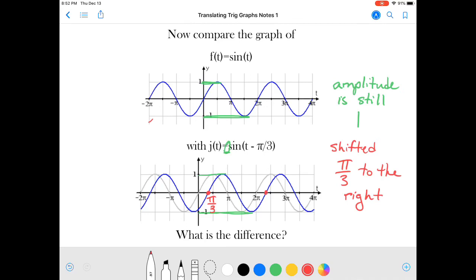An important thing to notice in this second function is the minus sign. The minus sign is what indicates the direction. When it's the variable minus a number, you're shifting the graph to the right. When it's the variable plus a number, you're going to shift the graph to the left. So minus right, plus left.